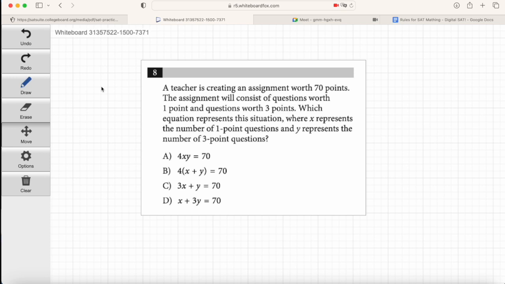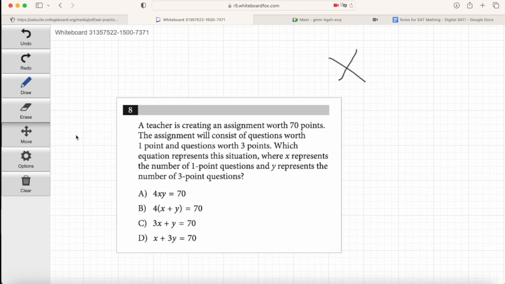You gotta really take your time understanding the scenario, and that's the key. Don't just start doing stuff. Really understand the situation here. 3 points. So we could say that we have x 1-point questions, which is an unknown number, plus the y, which is the 3-point questions. And that's ultimately going to equal 70.